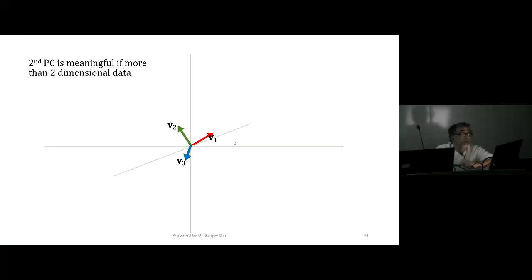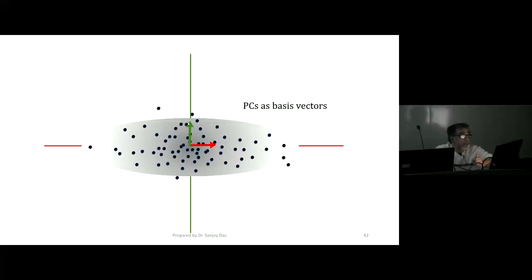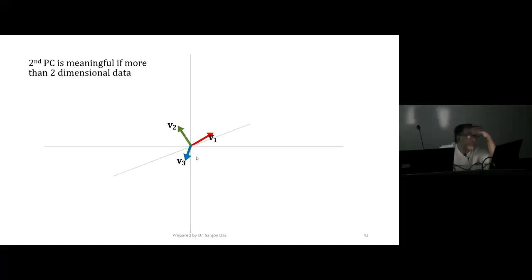Of course, it's a good thing that now the sample points are uncorrelated. It was 2-dimensional, it's still 2-dimensional, but at least it's uncorrelated now. You have decorrelated all the sample points. But dimension reduction would happen if you have more dimensions. In that case, the second PC is meaningful.